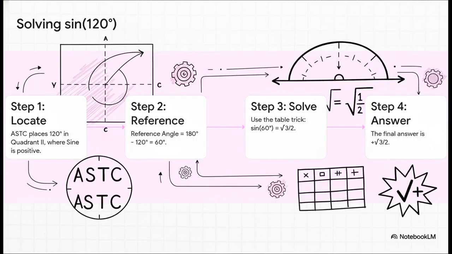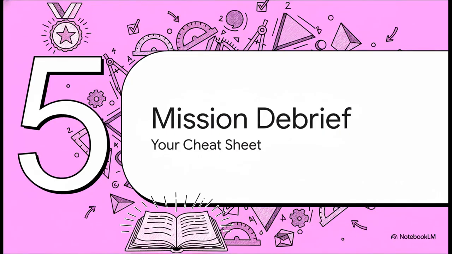Let's break it down. First, we pull out our ASTC map. 120 degrees, well, that's in quadrant 2. The S in all students tells us sine is positive there. Good. Next, we find its reference angle, which is just 180 minus 120, and that gives us 60 degrees. Then we use our amazing 0 to 4 table trick to remember that sine of 60 is the square root of 3 over 2. And since we already know it's positive, that's it. That's our answer. See? Each tool did its job perfectly. And there you have it, mission accomplished.